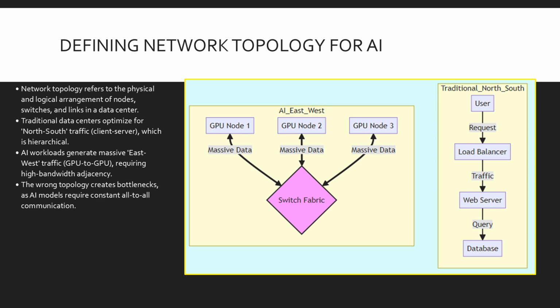This diagram compares the two traffic patterns. On the left, we see the traditional flow. Traffic moves vertically from users down to databases. It is hierarchical and predictable. On the right, we see the AI traffic flow. Notice the intense horizontal lines connecting the GPU nodes through the switch fabric. This east-west communication dominates the bandwidth, requiring a topology that prioritizes peer-to-peer speed over vertical hierarchy.